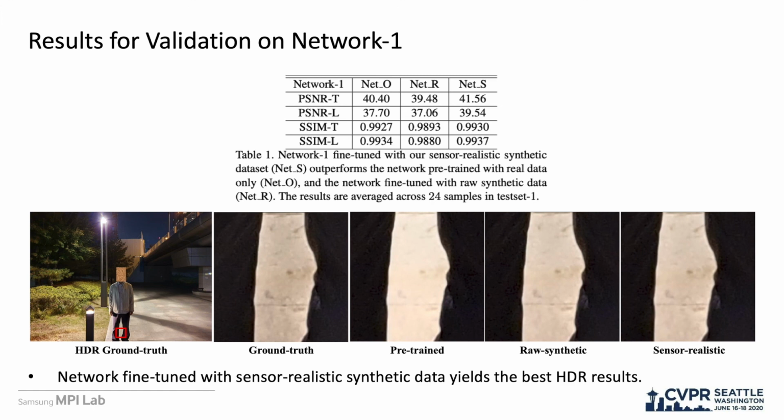Results show that Network 1, fine-tuned with sensor-realistic data, has higher PSNR and SSIM value in both tone-mapped and linear domain. Specifically, in this example, the ground between legs shows more details. Note that this network does not improve that much because it is already trained on real data captured by the same model device.